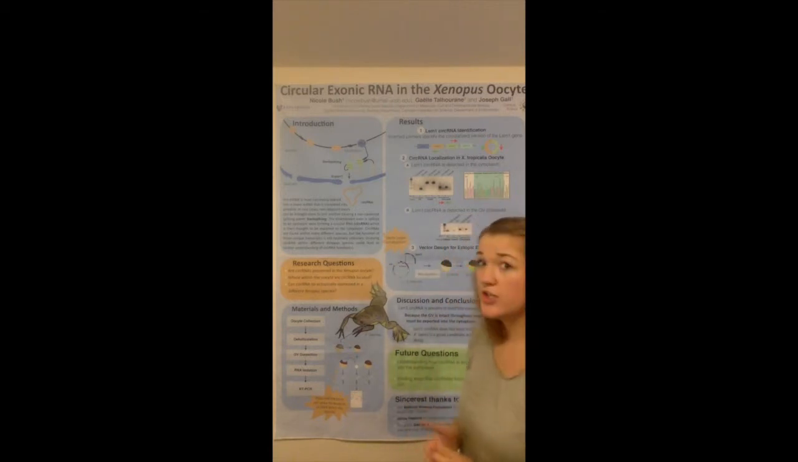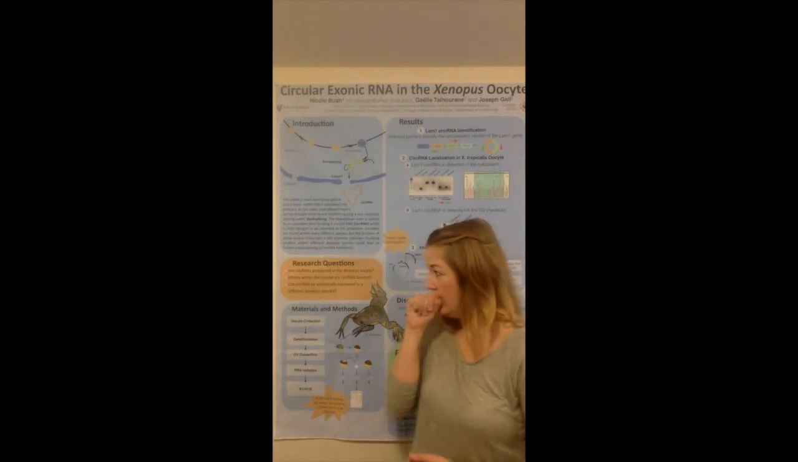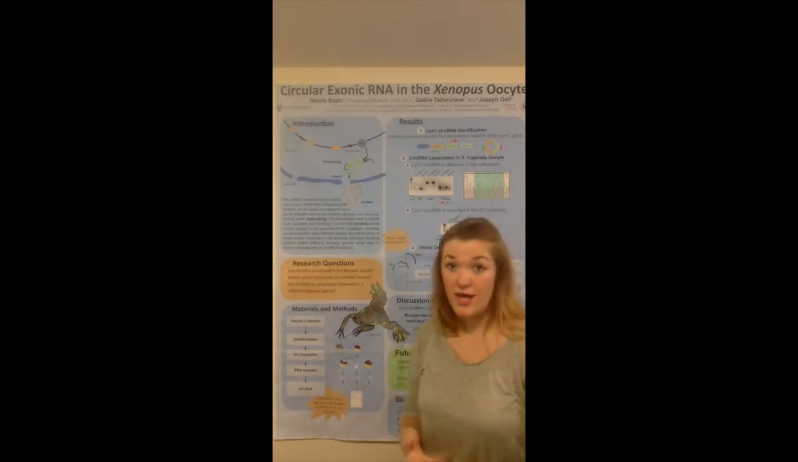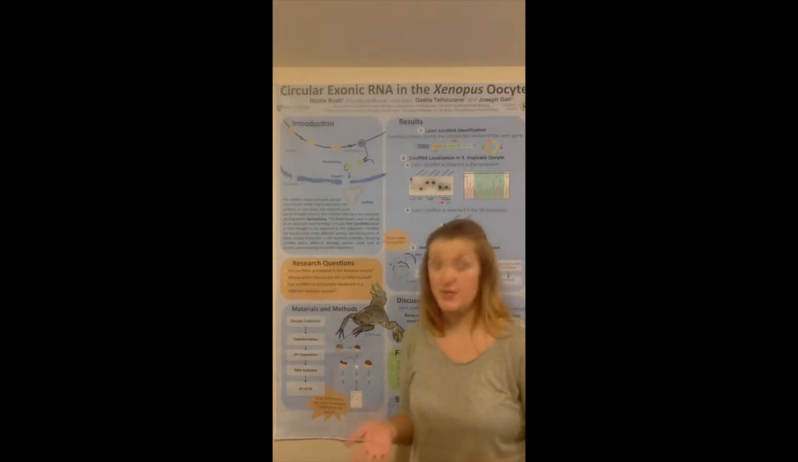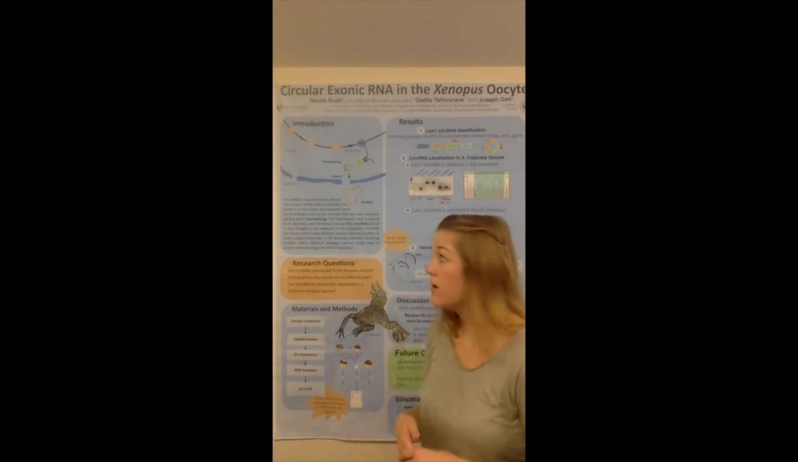So circRNA has been known for a while, but its function is still relatively unknown. So what I did this summer was I looked at circRNA and how they exist in the Xenopus oocyte. The Xenopus oocyte is just the egg of the frog.